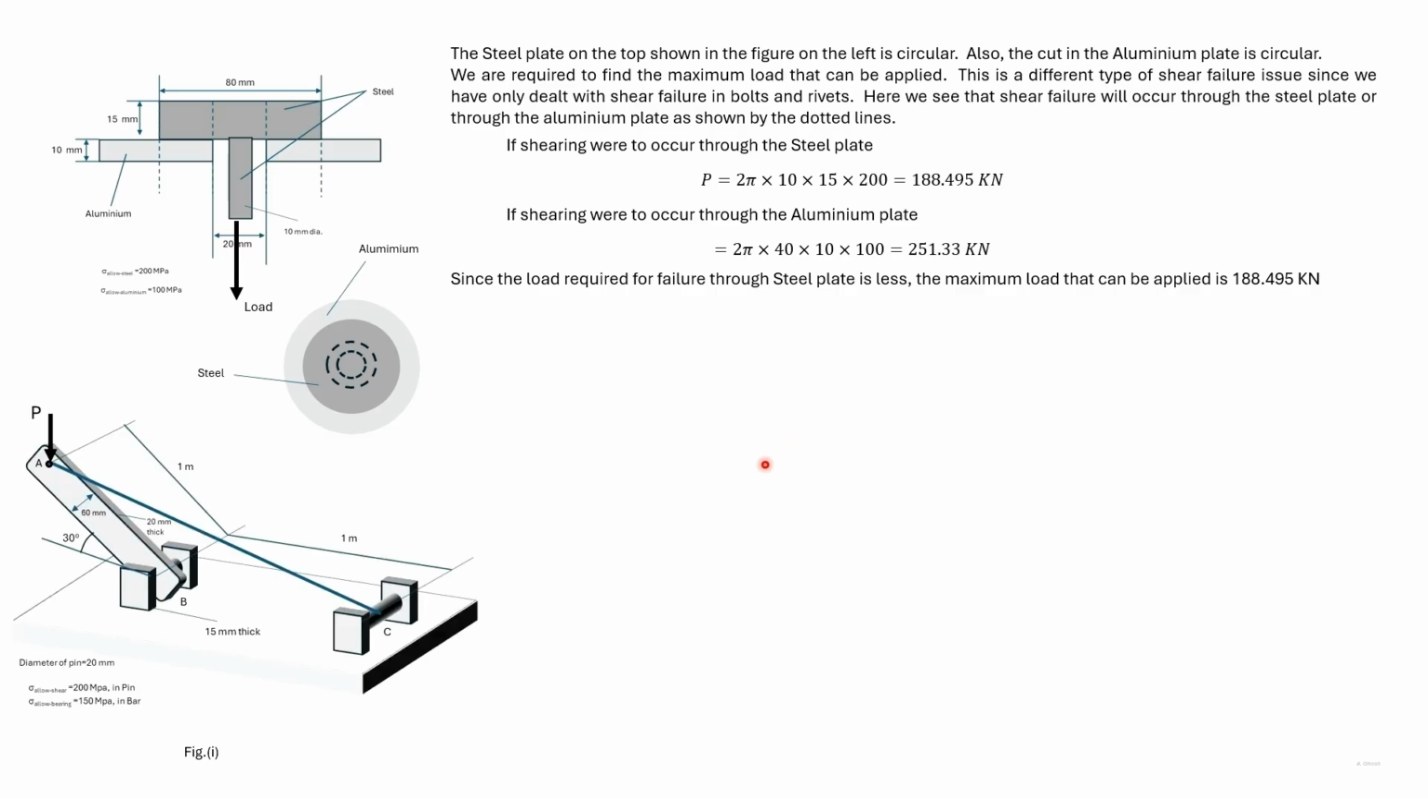Consider another example. This is an arrangement. AC is a wire and AB is a bar of dimension 60 by 20 millimeter. A load P is applied here and we are required to find what is the maximum load that can be applied.